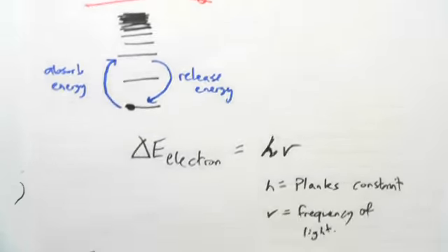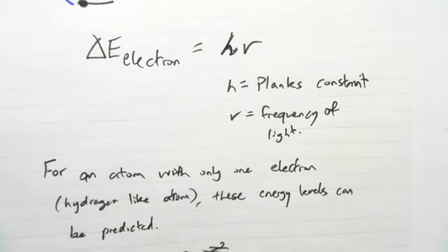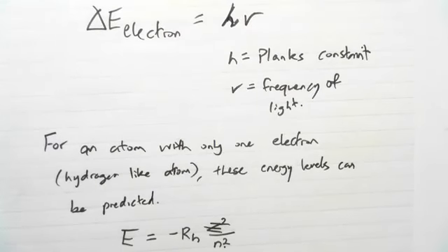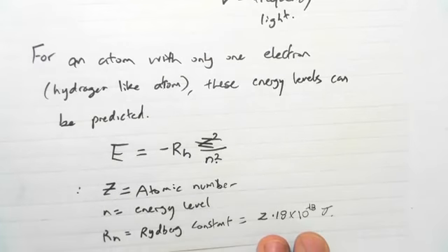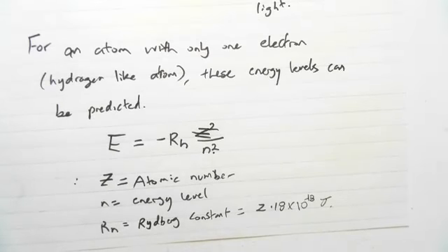And for an atom with only one electron, these energy levels can be mathematically predicted, and you don't have to know how this equation came up, but the energy at some energy level n is equal to negative Rydberg constant. The Rydberg constant is 2.18 times 10 to the minus 18 joules, times the atomic number squared, over the energy level that you're trying to calculate squared. So 1 is the ground state up to infinity.